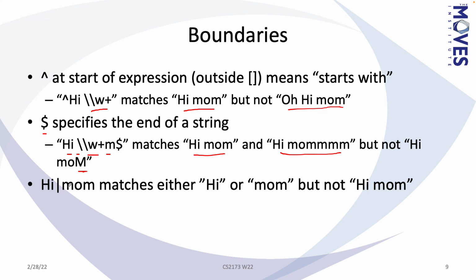And then this isn't really a boundary, but kind of an either-or. If I put a pipe, or whatever this thing is called, between them, then this says match either this or that. So this will match either "hi" or "mom", but not the full thing, because it'll only match one or the other.